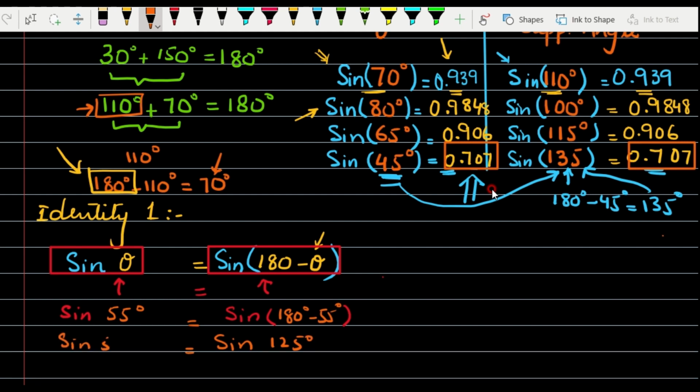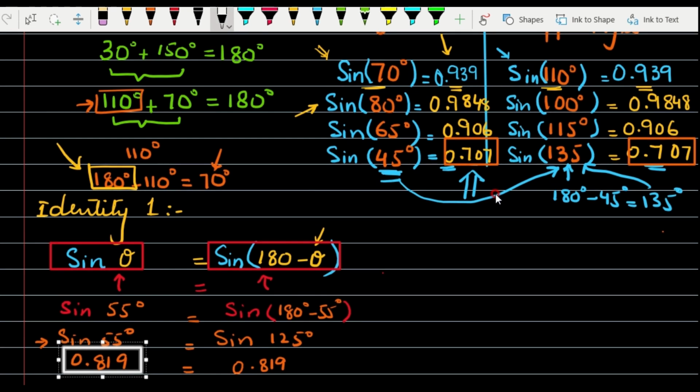So what will be the answer of sine 55? Just calculate it directly. The answer of sine 55 is 0.819. And what is the answer of sine 125? Sine 125 also gives the same answer, 0.819. So it means that the property says that whatever the angle given, its sine and the sine of its supplementary angle will always be the same.